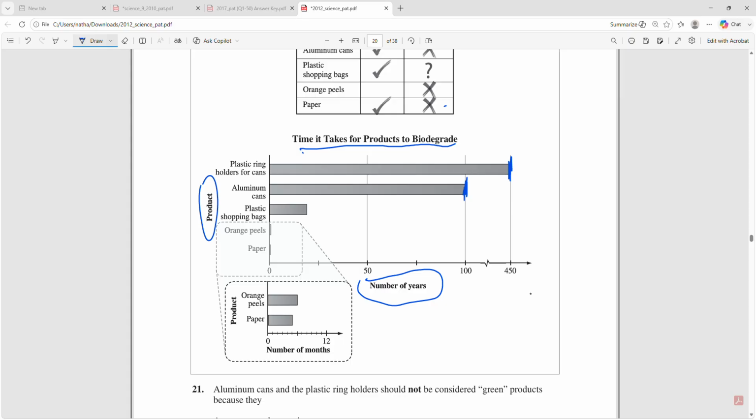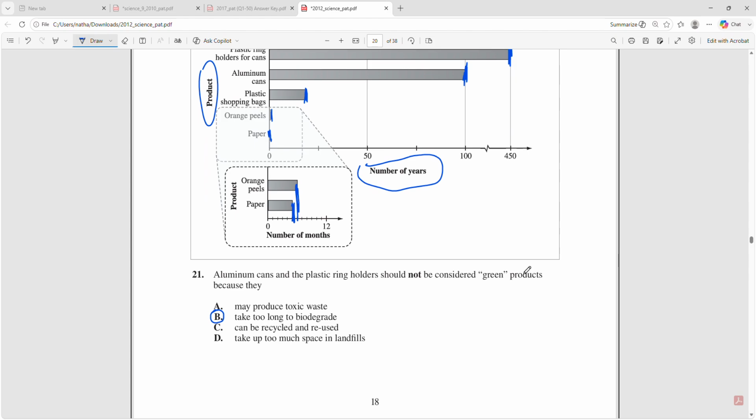Plastic shopping bags would take around 40 years to degrade. Orange peels and paper look like less than a year. And in this zoomed in model, we can see that orange peels take about 6 months and paper is about 5 months. Okay, so now what are they asking us?